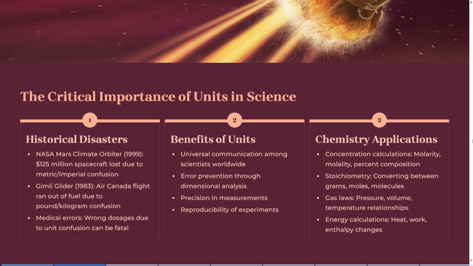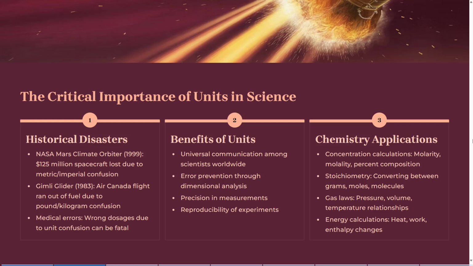In 1983, an Air Canada flight, now called the Gimli Glider, ran out of fuel mid-flight because the ground crew confused pounds with kilograms when calculating fuel needs. In medicine, unit confusion can be literally life-threatening when calculating drug dosage.